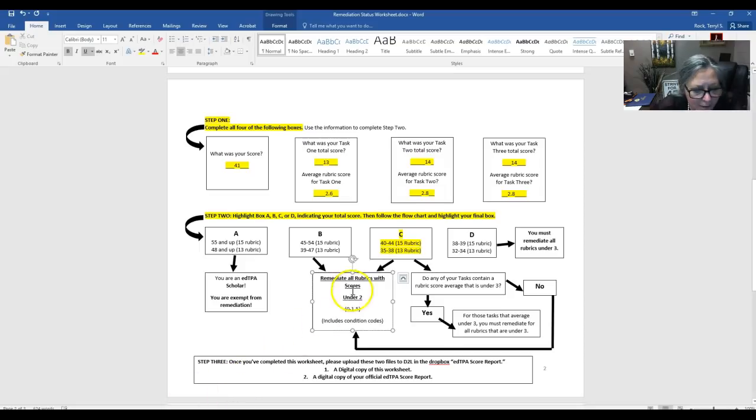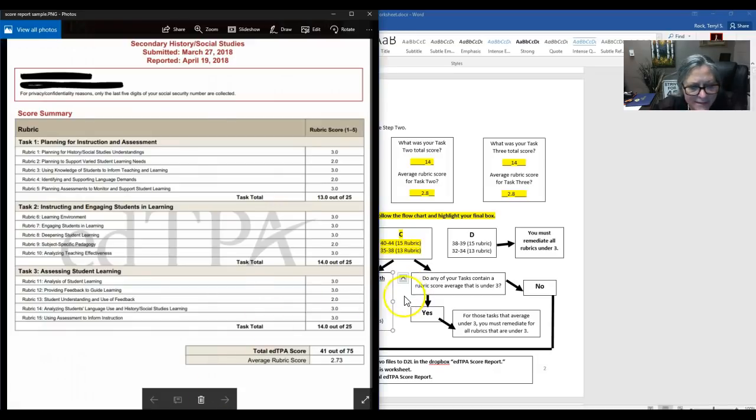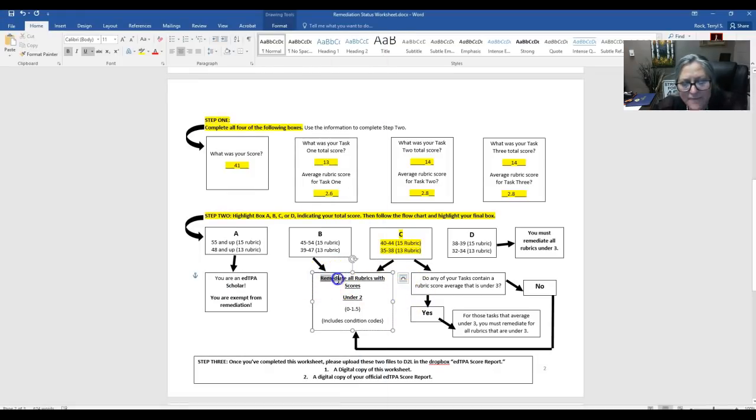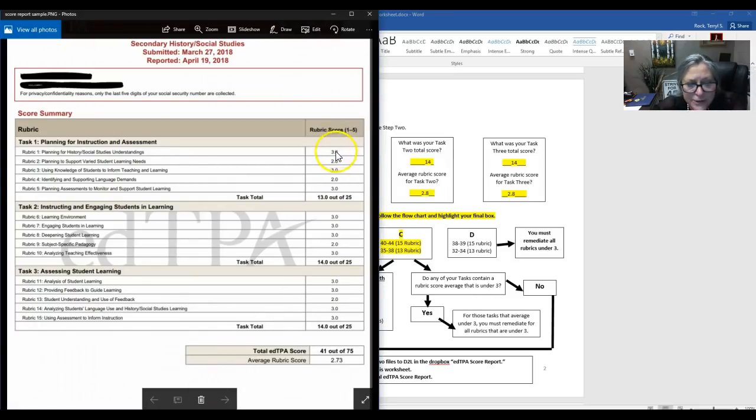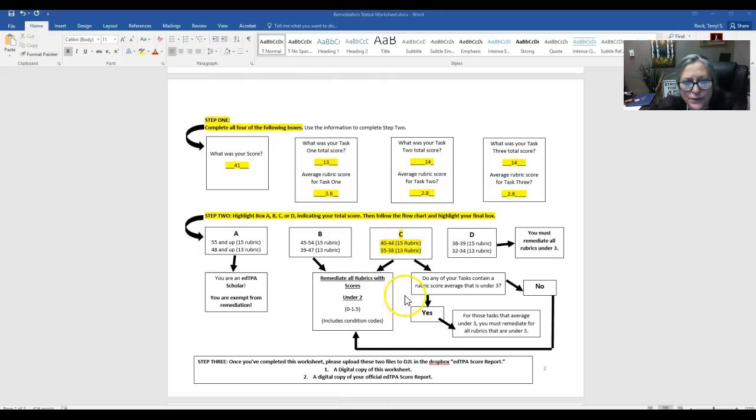In looking at it, do I have any rubrics with a score under 2? And that is none. If I did, then I would highlight that I know I need to do any rubrics with scores under 2, but I don't have any. But you might when you get yours. So what you'll do is look to see all rubric scores under 2. That's anywhere from 0 to 1.5. That's why we say under 2.